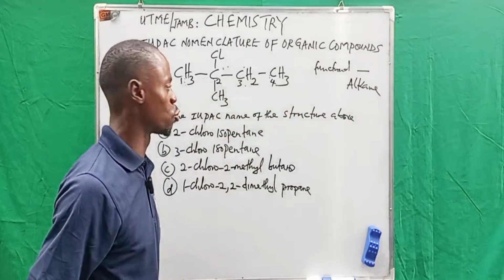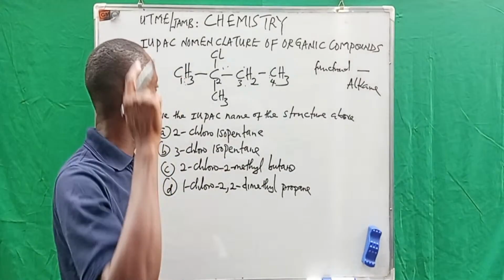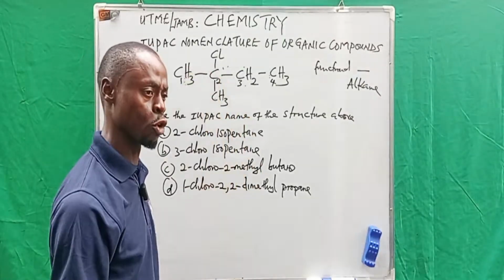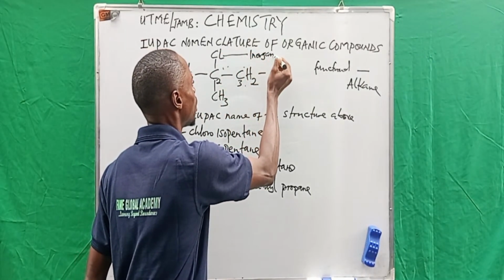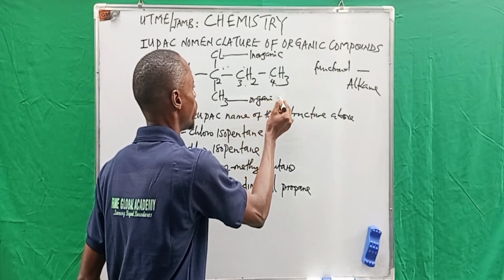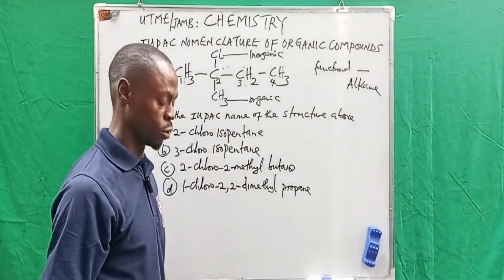The next thing is to identify the substituents, or better say what we call the branches. We have 2 branches or 2 substituents in this structure. One is an inorganic substituent, while the other is an organic substituent. Both of them are at carbon atom 2, as we can see on the board.